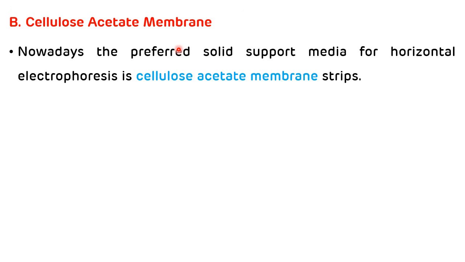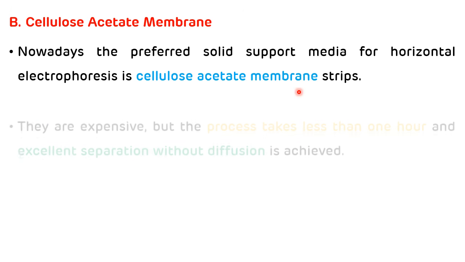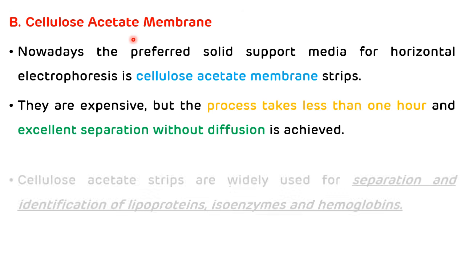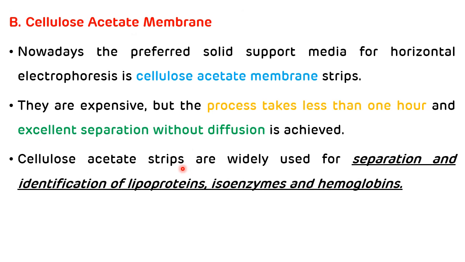Cellulose acetate membrane as a support medium. Nowadays, the preferred solid support medium for horizontal electrophoresis is the cellulose acetate membrane strips. They are quite expensive, but the process takes less than 1 hour and there is an excellent separation without diffusion. Cellulose acetate strips are widely used for the separation and identification of lipoproteins, isoenzymes, and hemoglobins.